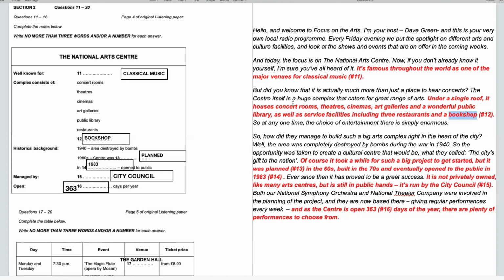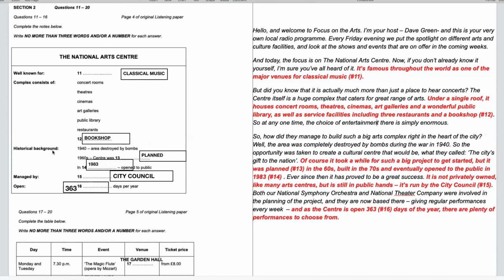So he talked about the concert rooms, theaters, cinemas, art galleries, public library, 3 restaurants, and a bookshop. So there we go. Bookshop is the correct answer. Now you could also say bookstore. That would have been accepted just because it would be the American or North American way to say bookshop, but I would play it safe and write exactly what you hear.